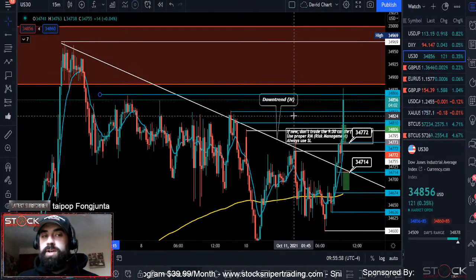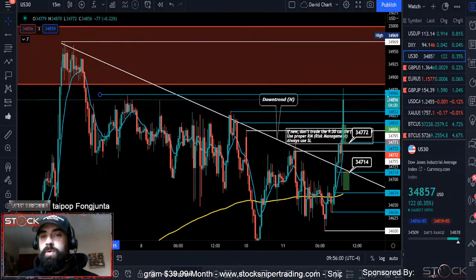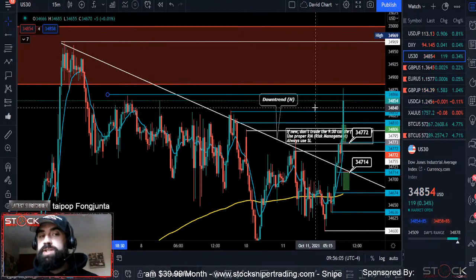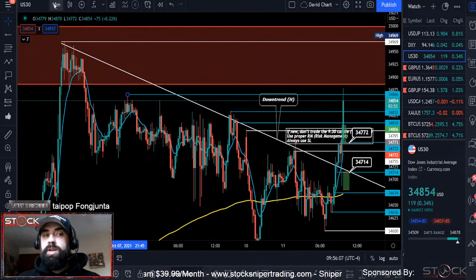See key resistance right here. Okay, rejected 34886, tried to make it up there, so we are battling higher time frame resistance. Okay, so keep that in mind.